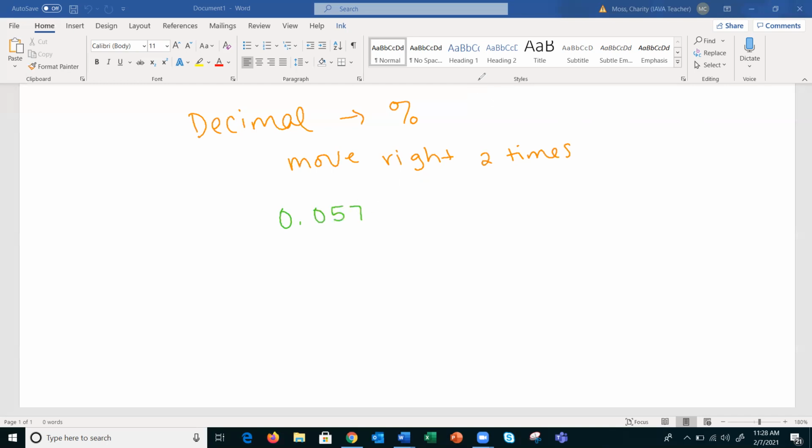So let's take a look at 0.057. Okay, so if we're going to change this to a percentage, you can go to your calculator and do 0.057 times 100, or you can just move it over twice. That is the same as 5.7%.